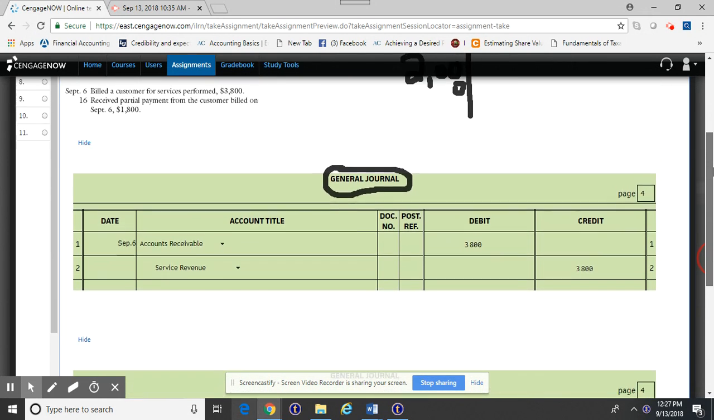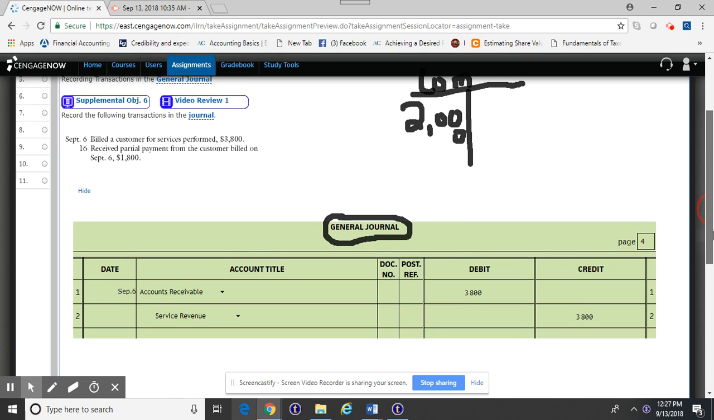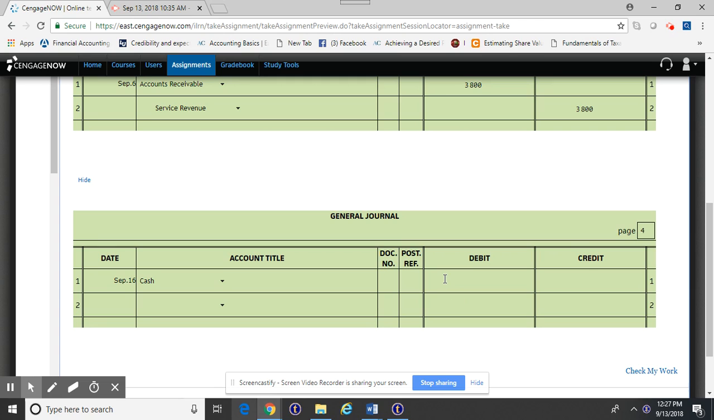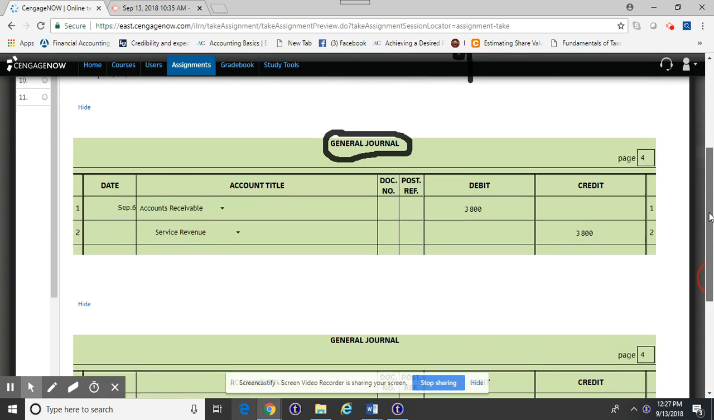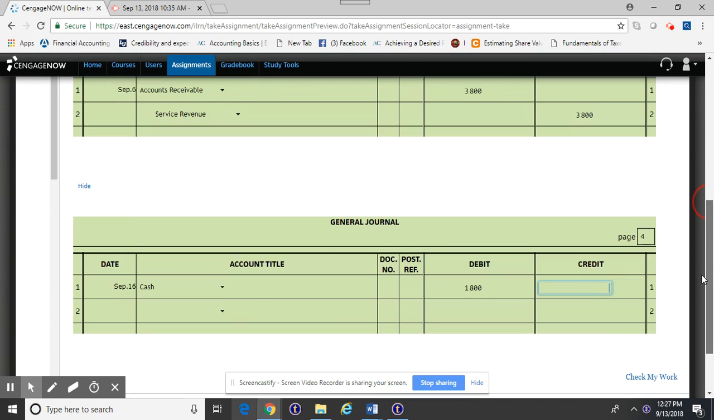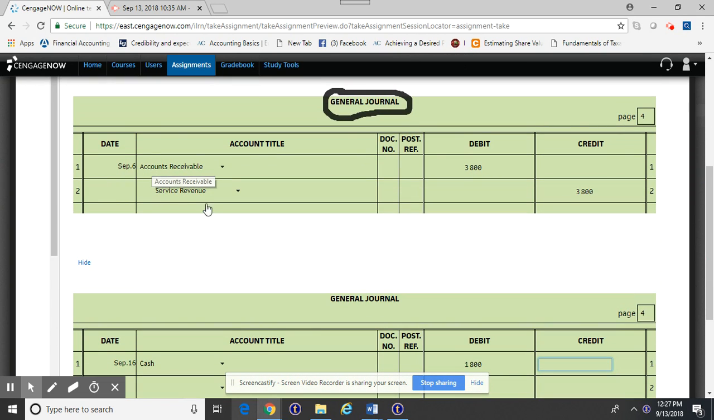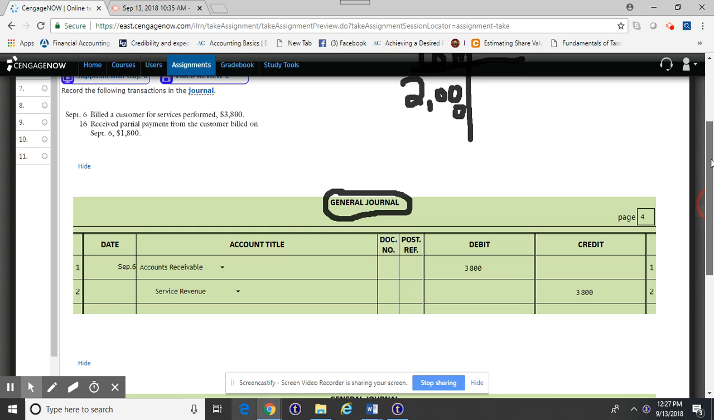What is cash? Cash is an asset. Did cash increase or decrease? Well, we received $1,800 more dollars. Cash increased. Cash is an asset. When it increases, it goes on the left side. So we're going to put 1,800. We debit cash. All right. So we received partial payment from the customer billed on September 6th. The question is, what did they pay on? They paid on their accounts receivable. Their accounts receivable, what they owed us, was $3,800. So they paid on their accounts receivable.